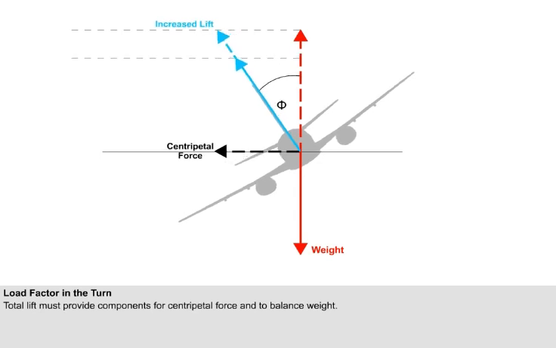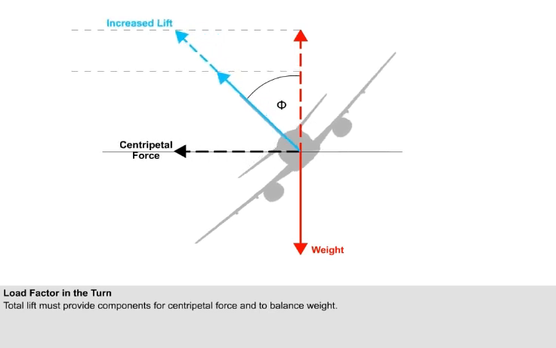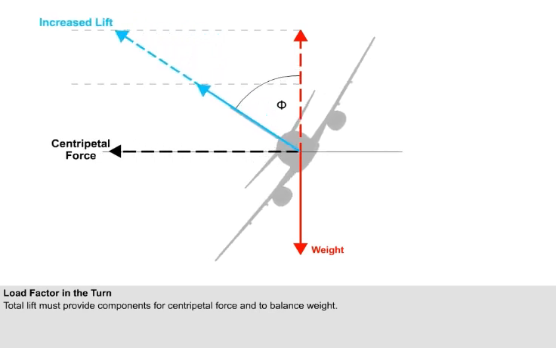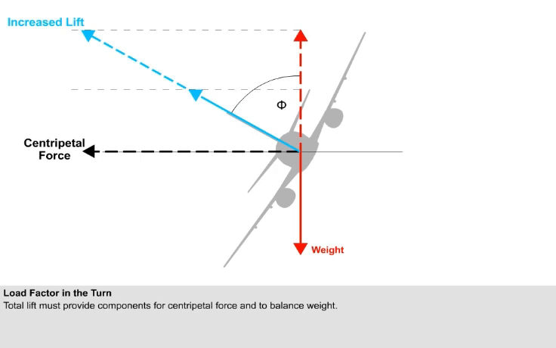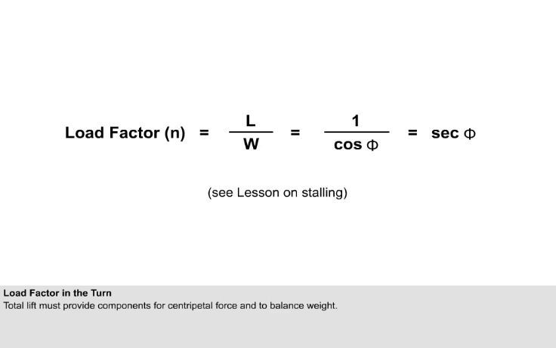As bank is increased, the total lift required, and thus the load factor as well, must increase to maintain the vertical component's value for a level turn. The load factor, or G in common parlance, is the relationship between total lift and weight, and can be expressed in the equation load factor N equals lift over weight, which equals 1 over cosine phi, which equals secant phi. The trigonometry of this is fully explained in the lesson on stalling.